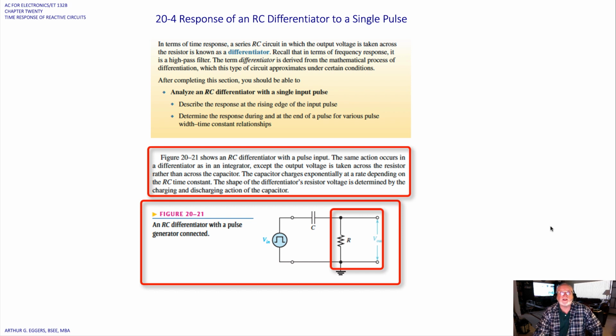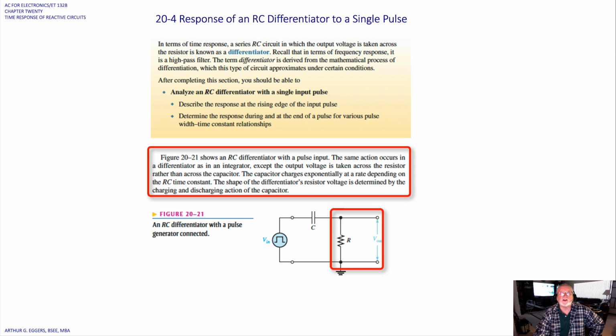The same action occurs in a differentiator as in an integrator, except the output voltage is taken across the resistor rather than the capacitor. The capacitor charges exponentially at a rate depending on the RC time constant. The shape of the differentiator's resistor voltage is determined by the charging and discharging action of the capacitor.